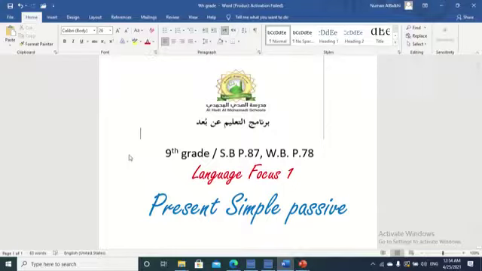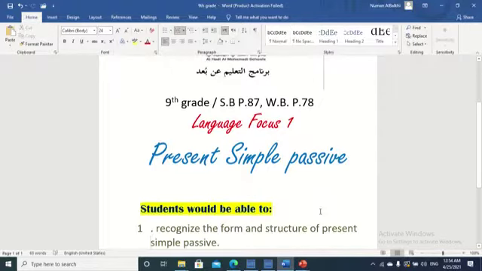Here we are still again with Unit 8. Now we are in Language Focus 1. This is Student Book, page 87, Workbook, page 78. Of course, today we have the first part of your grammar on Unit 8, which is the passive. We will start with the present simple passive. In Language Focus 2, we will be with past simple passive.